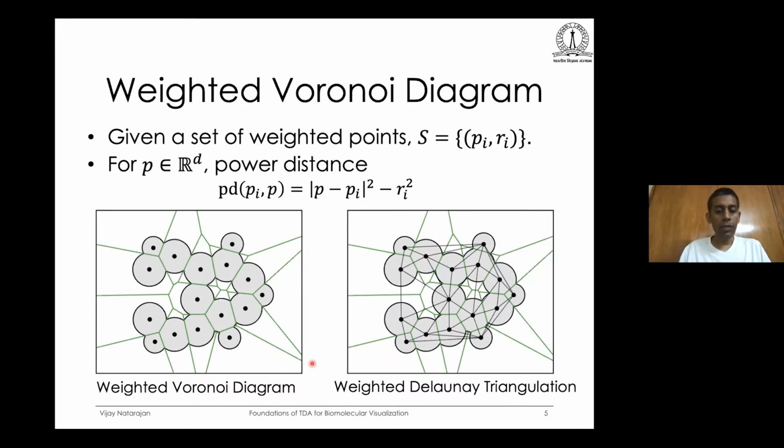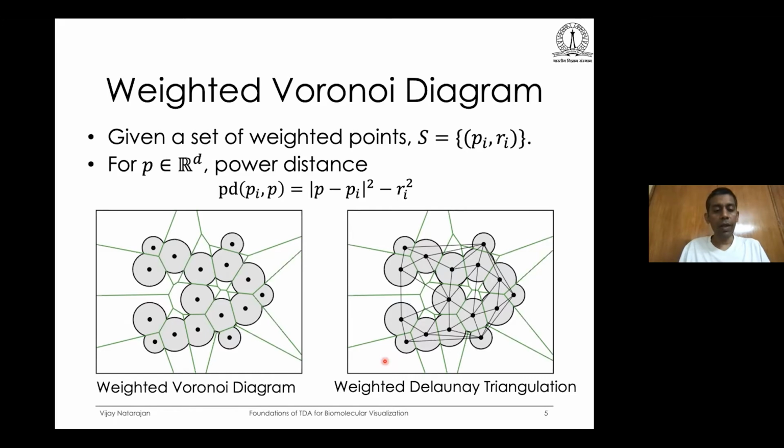So there is really no difference between the Voronoi diagram and the Delaunay triangulation, except that these are two different representations of the same construct. And we use one over the other because it's more convenient.